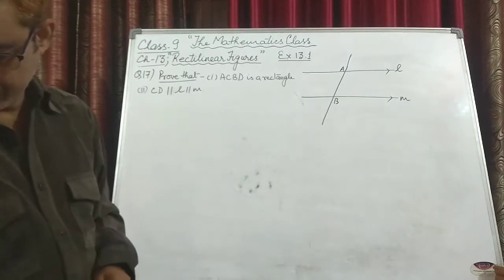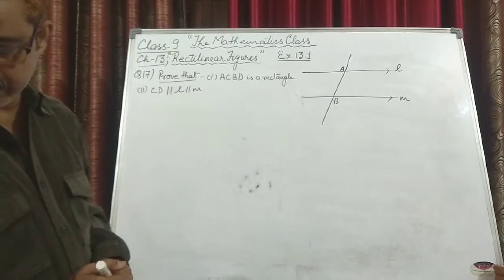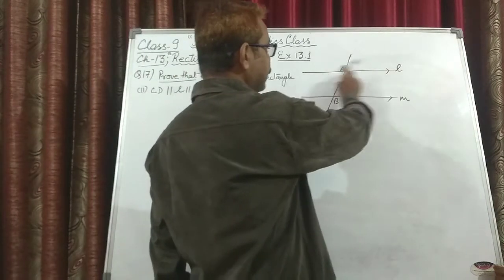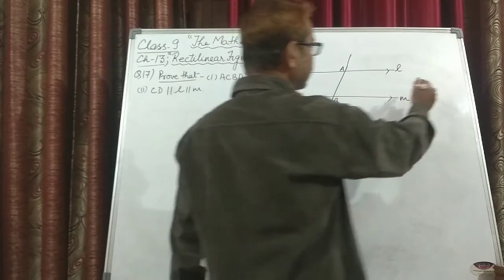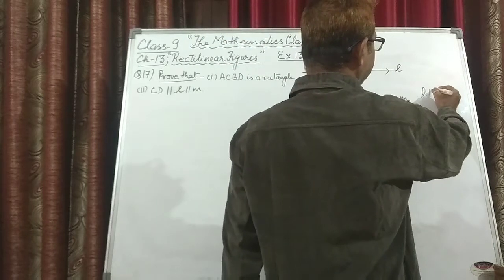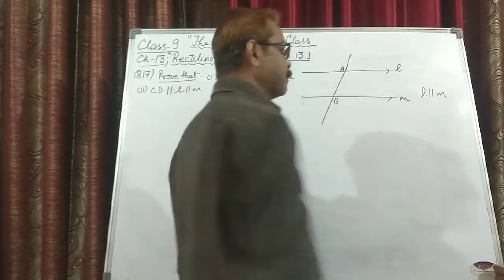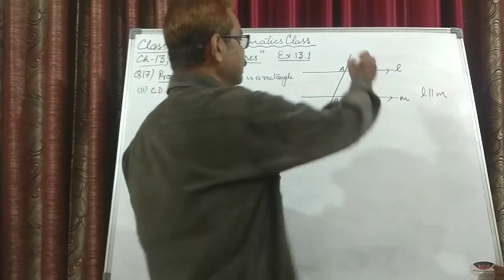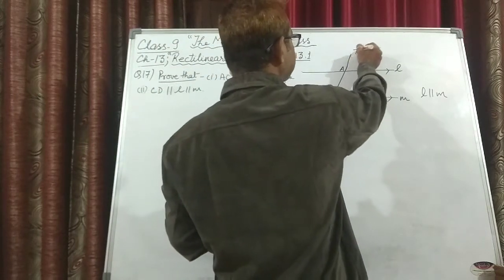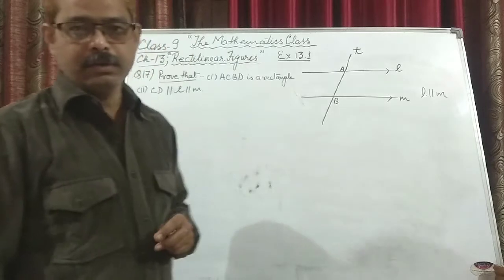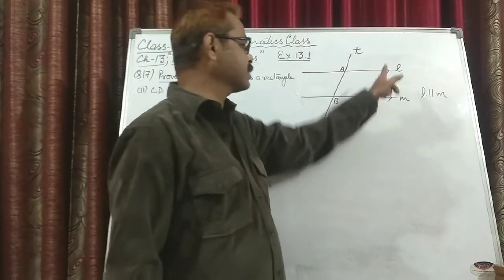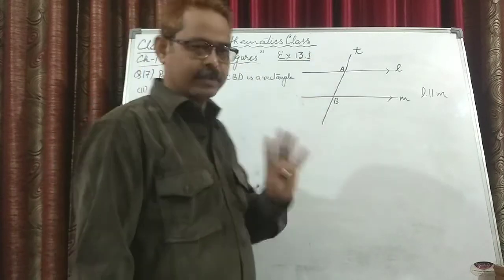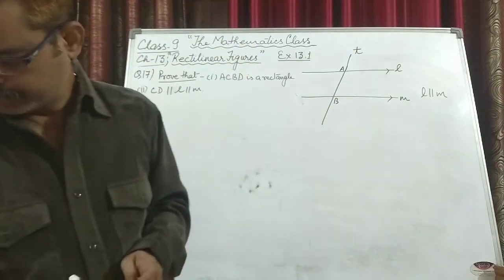I'll read out the question: a transversal cuts two parallel lines at A and B. So I have made two parallel lines L and M, meaning it is already given that line L is parallel to line M, and these two parallel lines are cut by a transversal. Let us name it T. T is a transversal which cuts these two parallel lines L and M at two different points A and B. Now what do they say?